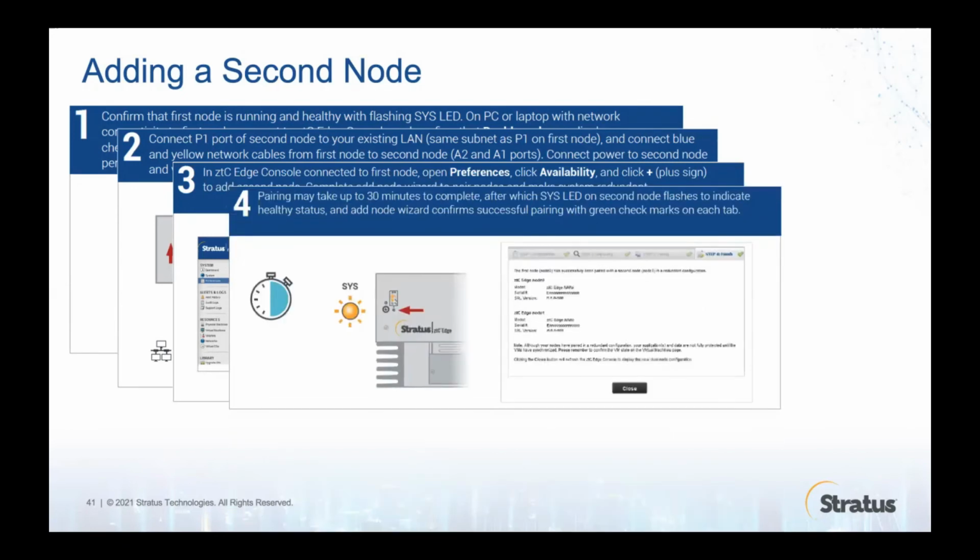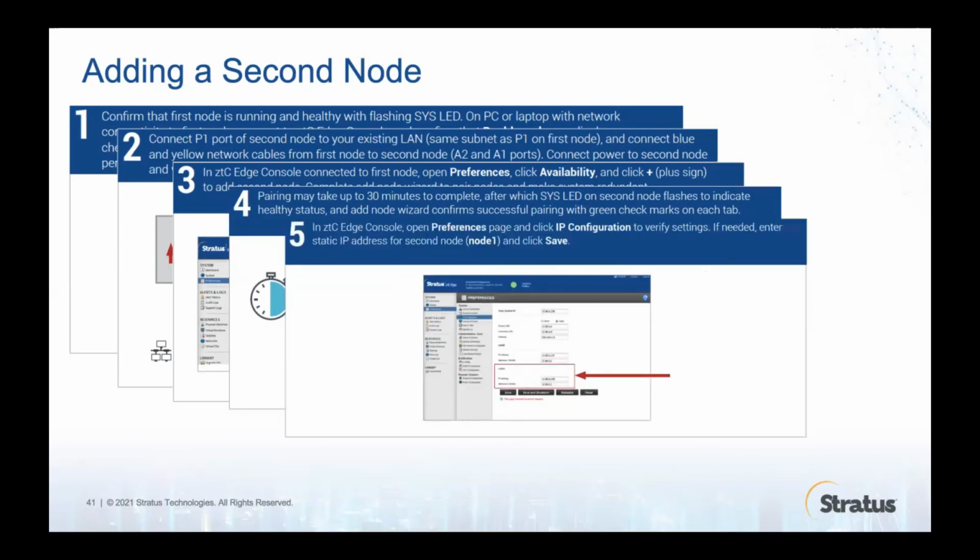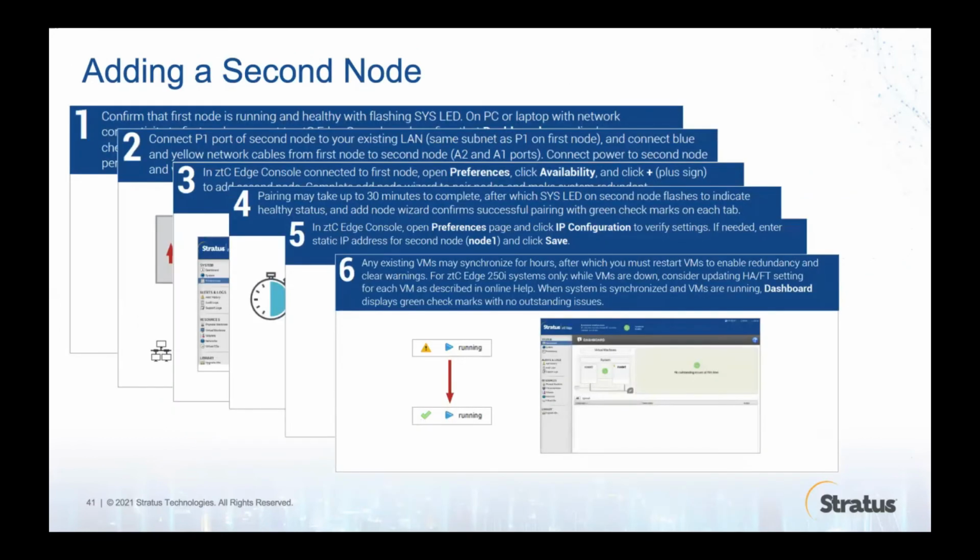This will take you through a few steps. It will first start scanning and pick up the second node with the serial number and everything. Once that is done, that's it. Your ztC second node has just been configured and added. Now you can go to your network preferences tab and assign an IP address to that second node. Once that is done, that's it. Your system is now running in a high availability scenario. Once it's deployed, you'll see a nice green tick, which tells you that your nodes are synchronized and all is running in what we call duplex mode.